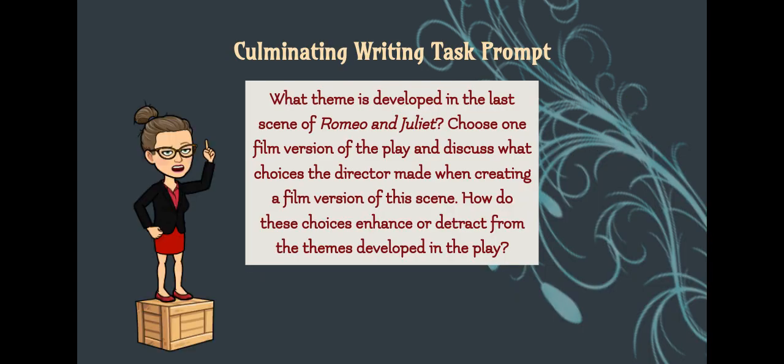Before we move on with this lesson, let's look at our culminating writing task prompt. What theme is developed in the last scene of Romeo and Juliet? Choose one film version of the play and discuss what choices the director made when creating a film version of this scene. How do these choices enhance or detract from the themes developed in the play?